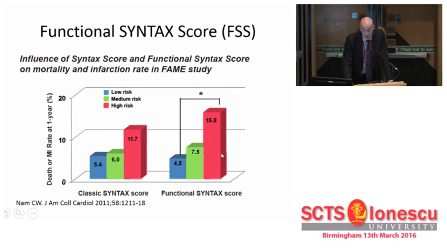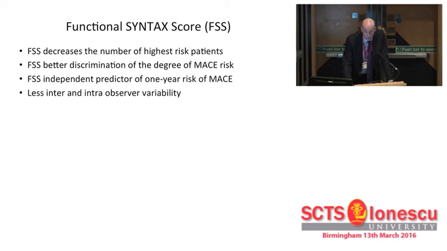And then also you can see that what happens is when you look at functional syntax score of the higher risk groups, they really are significantly more in danger from PCI because they're getting bad outcomes here. But also it's showing good discernment. You're getting a statistical difference between the groups. So the functional syntax score decreases the number of higher risk patients and pushes them more to the lower and intermediate risk categories. It is a better discrimination of MACE risk.